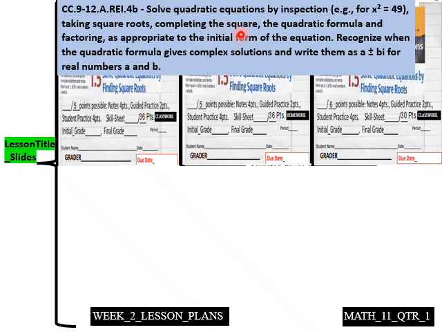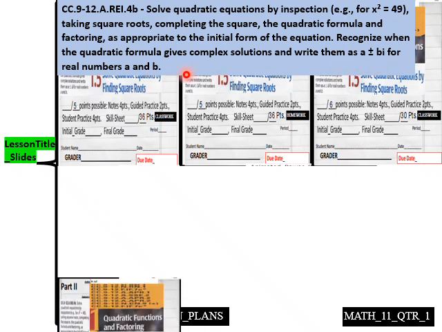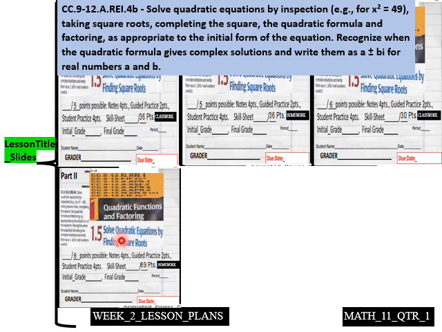A.REI.4b, solve quadratic equations by inspection. For example, for x squared equals 49, taking square roots, completing the square, the quadratic formula, and factoring as appropriate to the initial form of the equation. Recognize when the quadratic formula gives complex solutions, and write them as a plus bi for real numbers a and b. And then 1.5 part 2 homework is 69 points of homework.